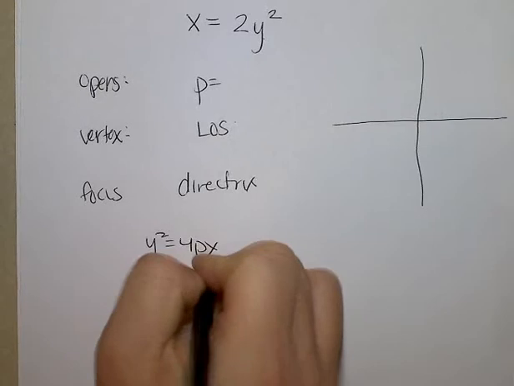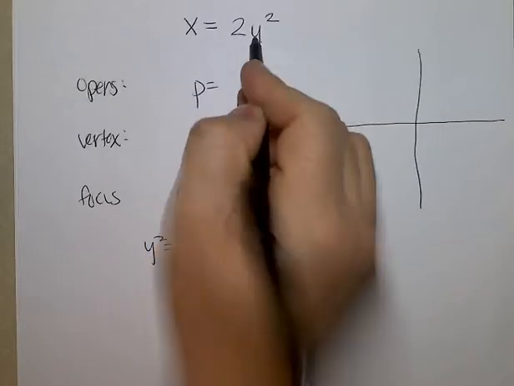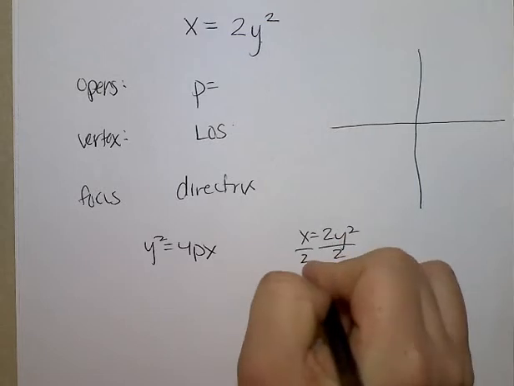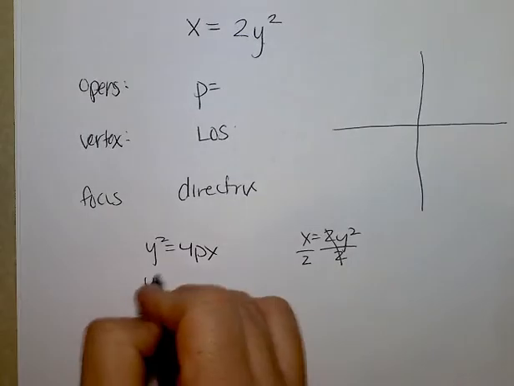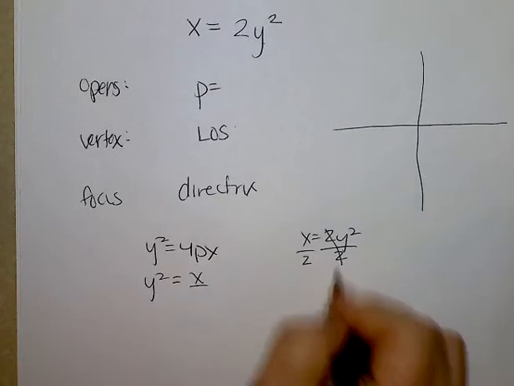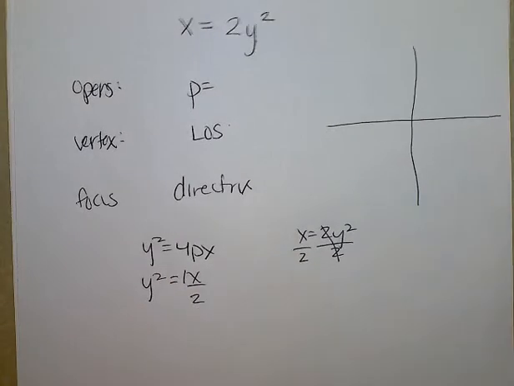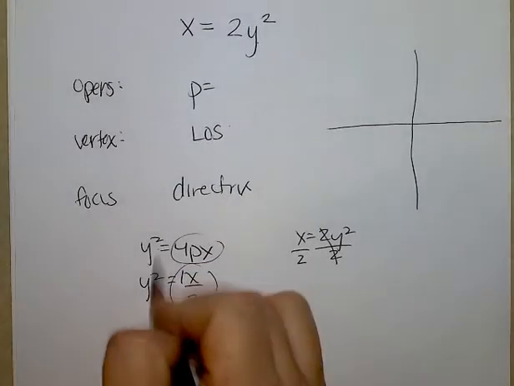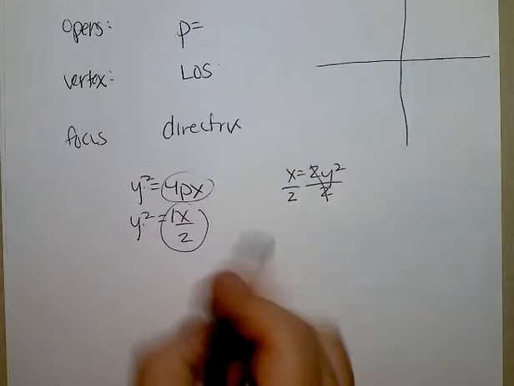Then I'm going to rewrite this problem so that y squared is isolated. So I'm going to divide by 2 to do that. So y squared equals x over 2, and really it's like a 1x over 2. So now I get to set these two equal to one another by substitution and solve.